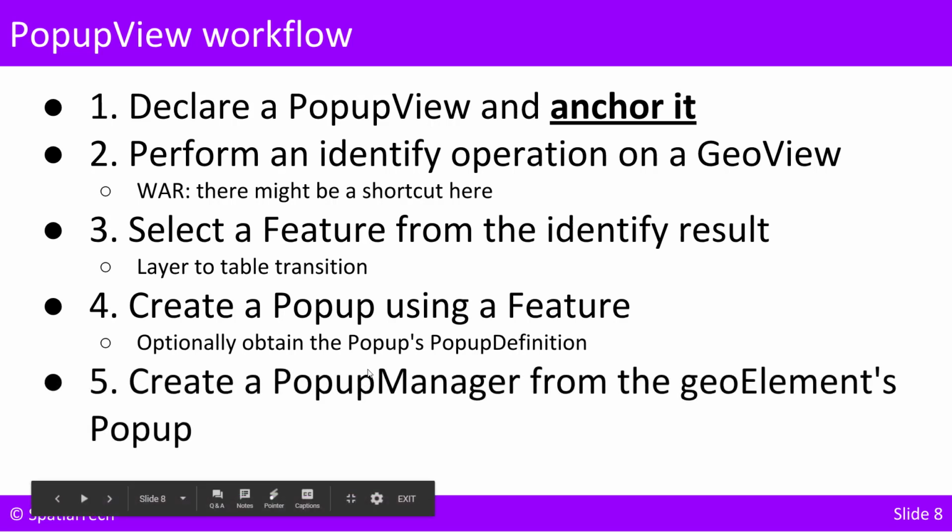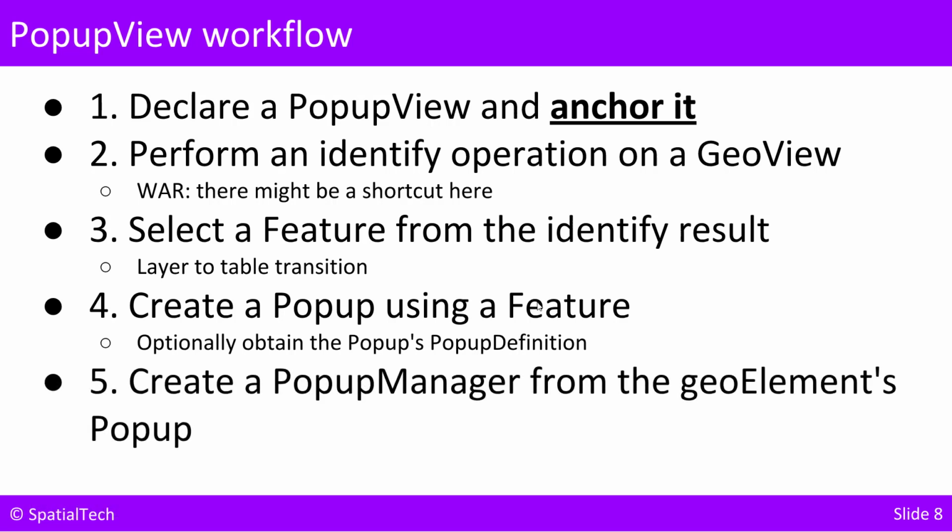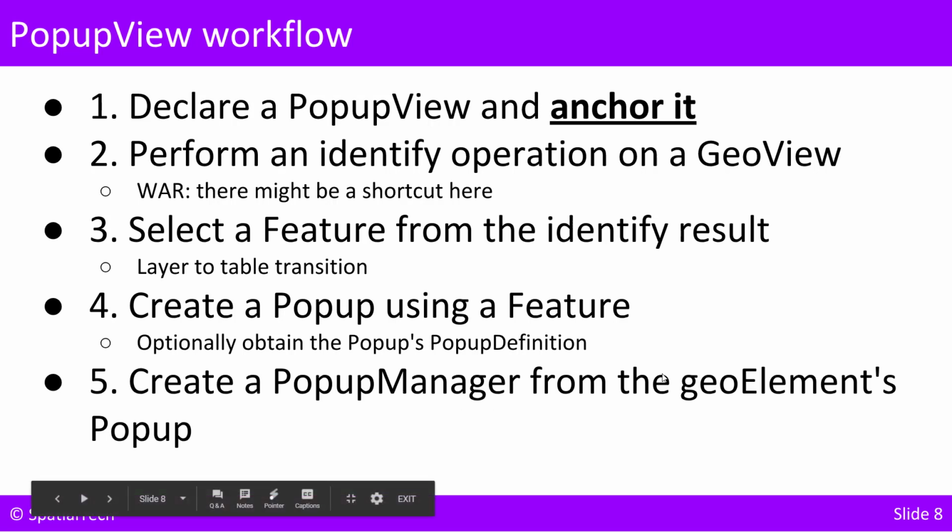And then once we have that, so once we have a feature identified, conceptually selected, we can build the pop-up. And from that pop-up, we can build the pop-up manager, and then we can hook the pop-up view to the pop-up manager. So we can create a pop-up manager from the GeoElement's pop-up. But we can't get a GeoElement until we've selected one via the identify.